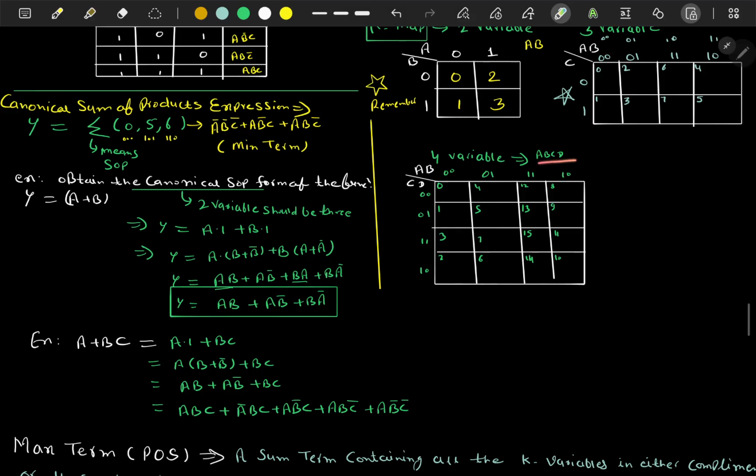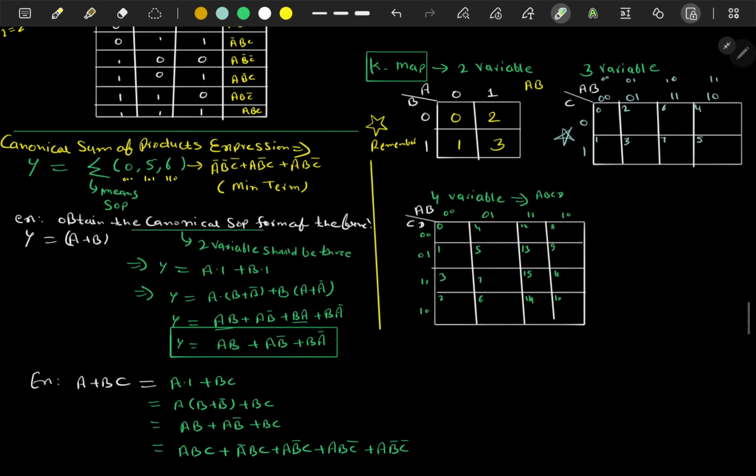Similarly for 4 variables ABCD, 0 0, 0 1, 1 1, 1 0, just interchanging these two. So 0 0 0 0 is 0, 0 1 0 0 is 4, 1 1 0 0 is 12, 1 0 0 0 is 8; 0 0 0 1 is 1, 0 1 0 1 is 5, 1 1 0 1 is 13, 1 0 0 1 is 9; 0 0 1 1 is 3, 0 1 1 1 is 7, 1 1 1 1 is 15, 1 0 1 1 is 11; 0 0 1 0 is 2, 0 1 1 0 is 6, 1 1 1 0 is 14, and 1 0 1 0 is 10. So just remember how to draw this K-map.